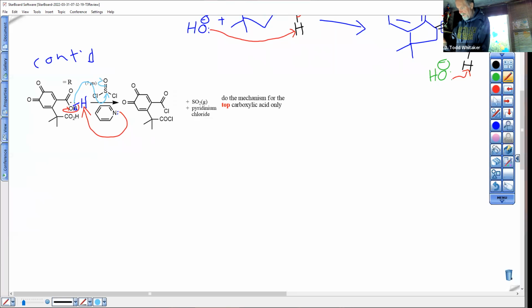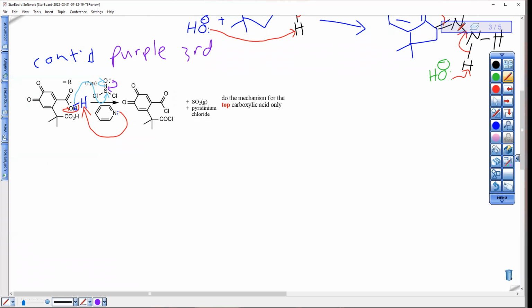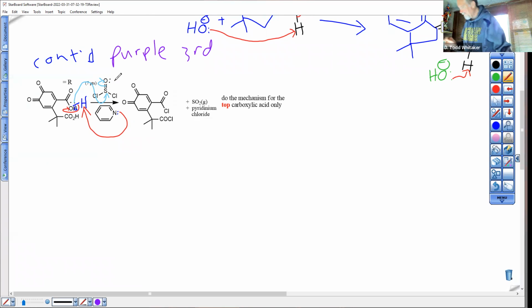The pi bond becomes lone pair, and new comment, purple third. Lone pair comes back. Make sure it starts on the lone pair. Start over. Lone pair comes back, makes new pi. Cl minus gets kicked off. Make sure that starts in the middle of that bond. Okay. And we're generating a whole bunch of stuff.